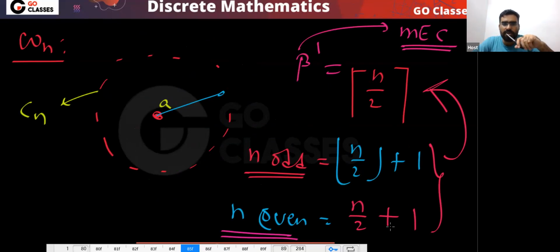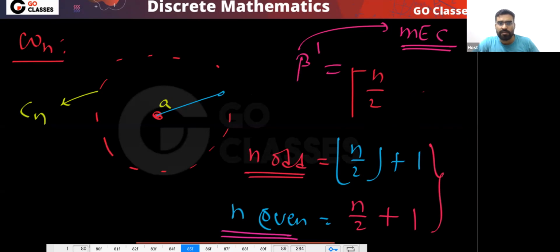There are n vertices around. So if n is even, then that will be n by 2, and there will be plus 1. This is not the same as n by 2 ceil. For example, if you have n equal to 4, then there will be 5 vertices in W n. So this is correct. I think this will work.